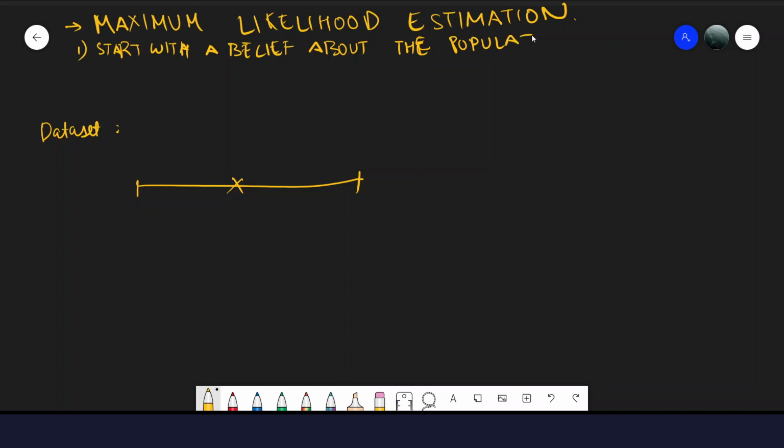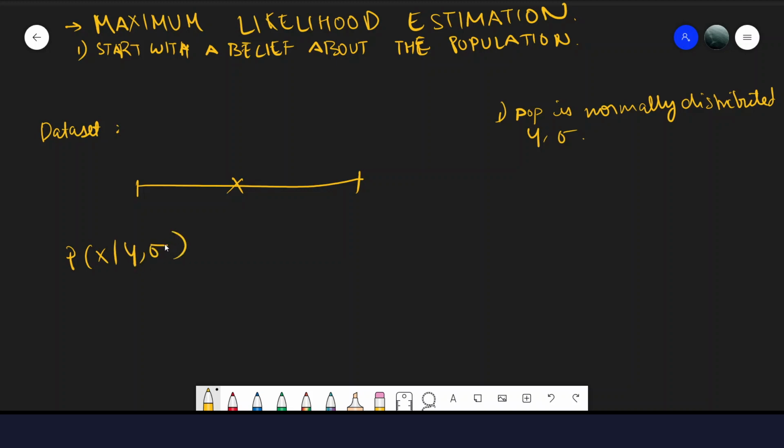This is important. So when I have this sample data point, I start with the belief that my population is normally distributed. So now I have to estimate the population parameters such as mean and standard deviation. So how do I do that? I have to take the probability that X belongs to the Gaussian distribution given some value of mu and some value of sigma, which is the standard deviation.